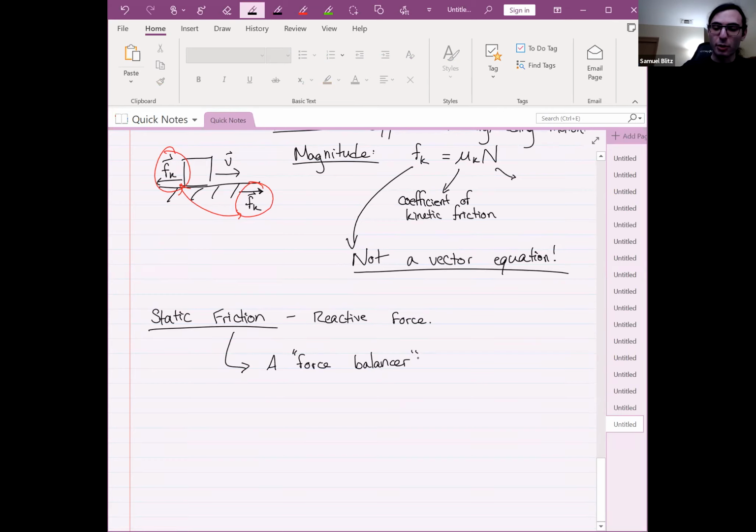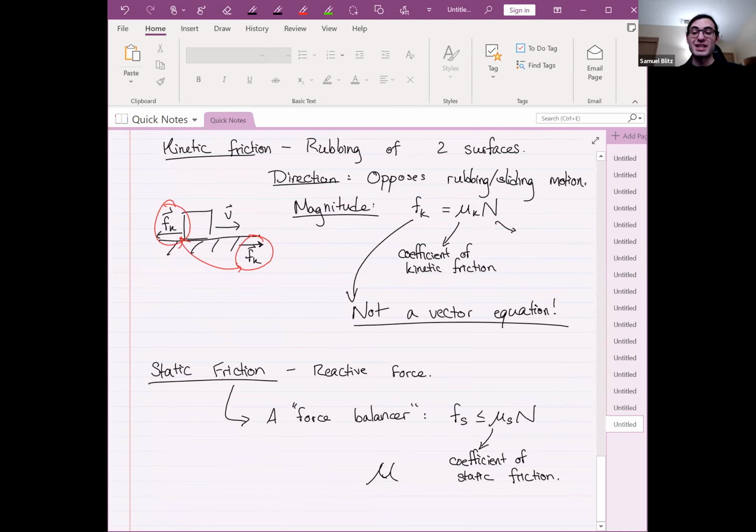And so it has a maximum value. We say that the magnitude of the static friction is less than or equal to the coefficient of static friction times the normal force. So this mu sub s, by the way, is a Greek letter mu. It's not a u. It's like an m, but it's Greek. Coefficient of static friction. Just like for the kinetic friction case, we have a formula that relates the magnitude of the kinetic friction to the normal force. Here, this tells us what the maximum amount of static friction that can be provided is.